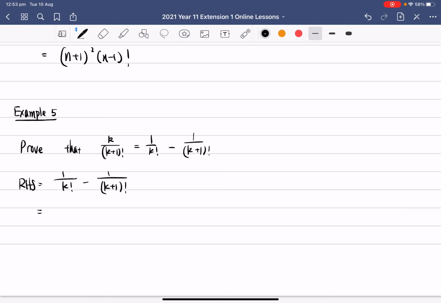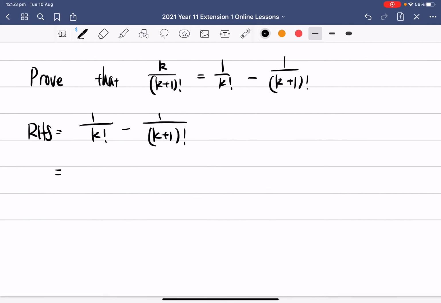All right. So we'll start from there. It's very similar to the previous question we did. We need to combine the two fractions together. As you can see, we need to make the common denominator. It looks like the common denominator this time is k plus 1 factorial, just because we need to have the larger terms or the larger numbers to be the common denominator.